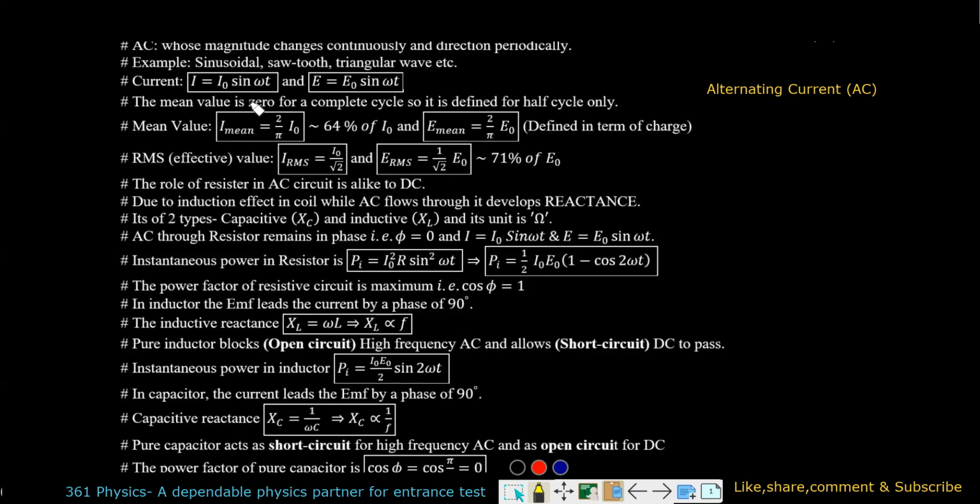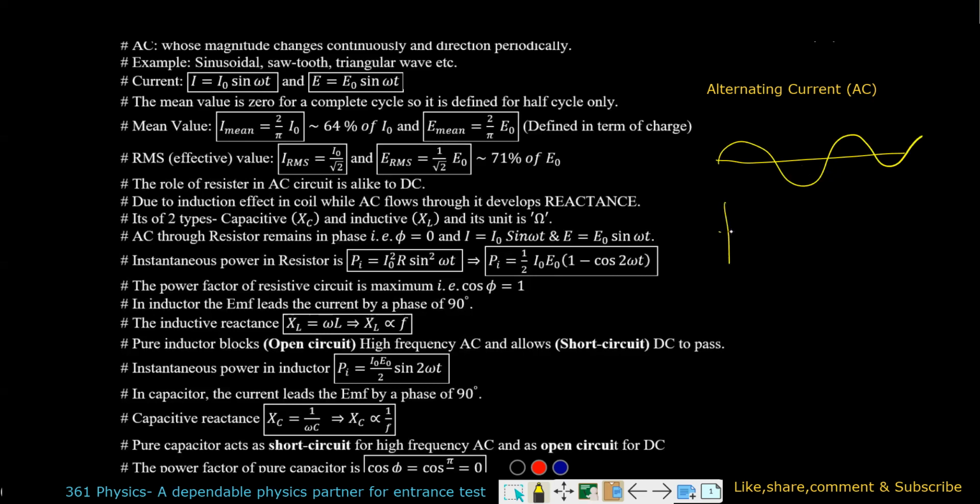So let's begin here. AC means alternating current, whose magnitude will change continuously and polarity will change periodically. For your understanding, let me draw a few diagrams to represent AC. So this is your sinusoidal current. This is one type of alternating current.